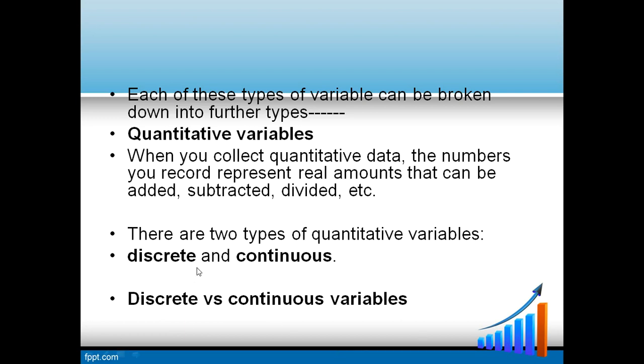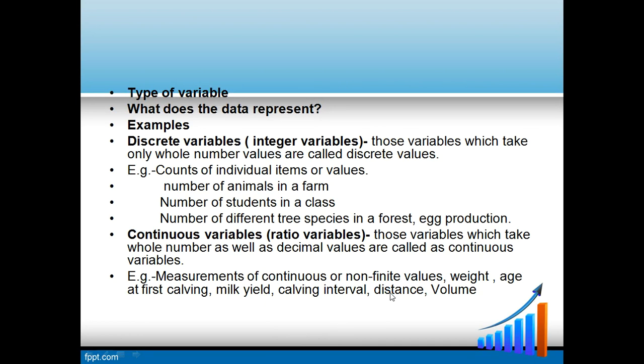Now, quantitative variables are of two types, discrete and continuous. Taking the first term, discrete variables, those variables which take only whole number values are called discrete variables. Examples are count of individual items or values: number of animals in a farm, number of students in a class, number of different tree species in a forest, egg production. They are all discrete variables, meaning they take only whole number values. Other than that, the continuous variables or ratio variables are those variables which take whole numbers as well as decimal values.